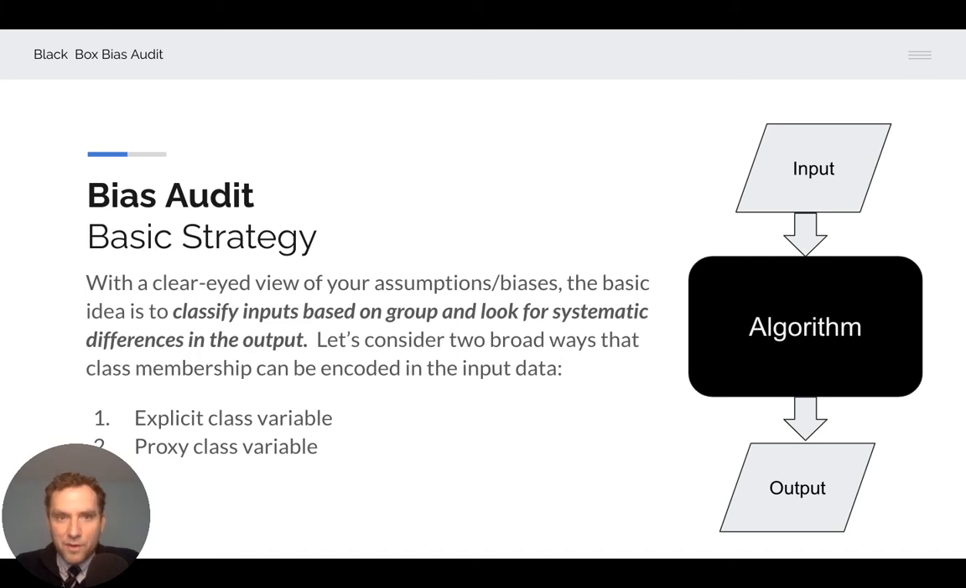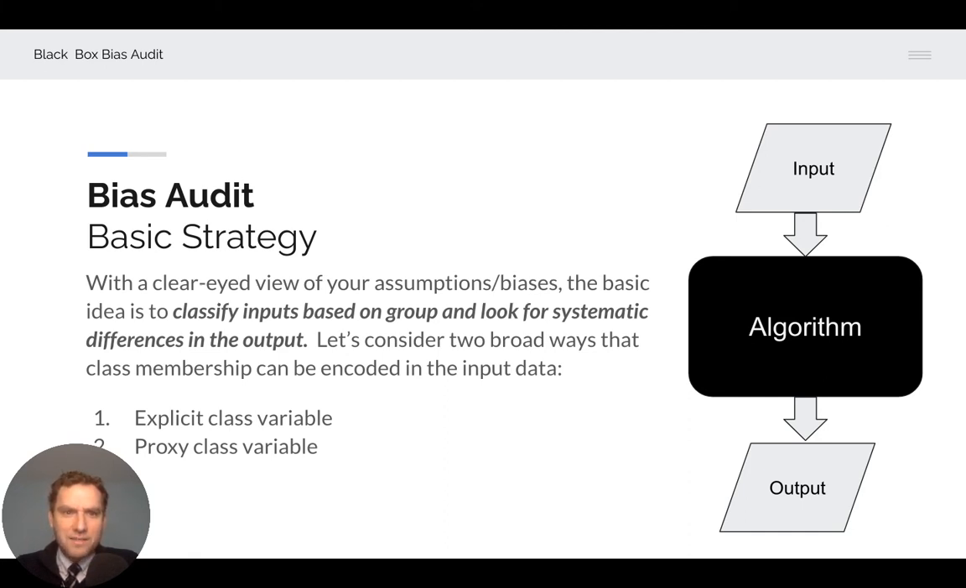After you get a clear-eyed view of what your assumptions are, what your biases are, the simplest idea for bias testing is that you classify inputs based on group. It could be race, gender, or ability status. And what you do is you look for systematic differences in the output. Okay, and in particular, systematic differences which are irrelevant for the task. If you're diagnosing a disease, there's a chance that what gender you are might matter, and it might be relevant for doing that diagnosis. But for the vast majority of the kinds of algorithms that we deal with, race, gender, age, those sorts of things should be irrelevant. So you look for differences, but you have to have data that has been classified.